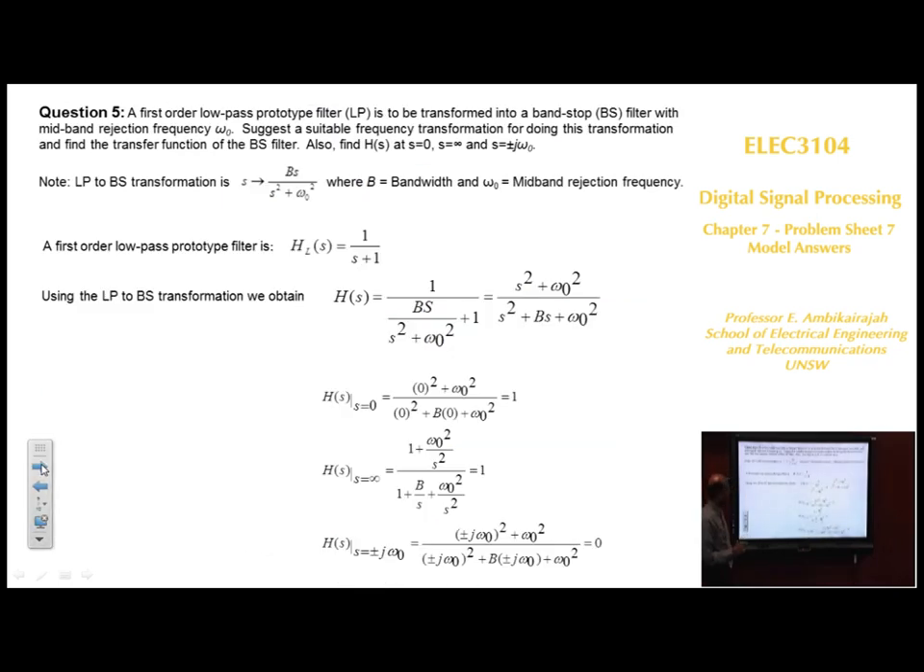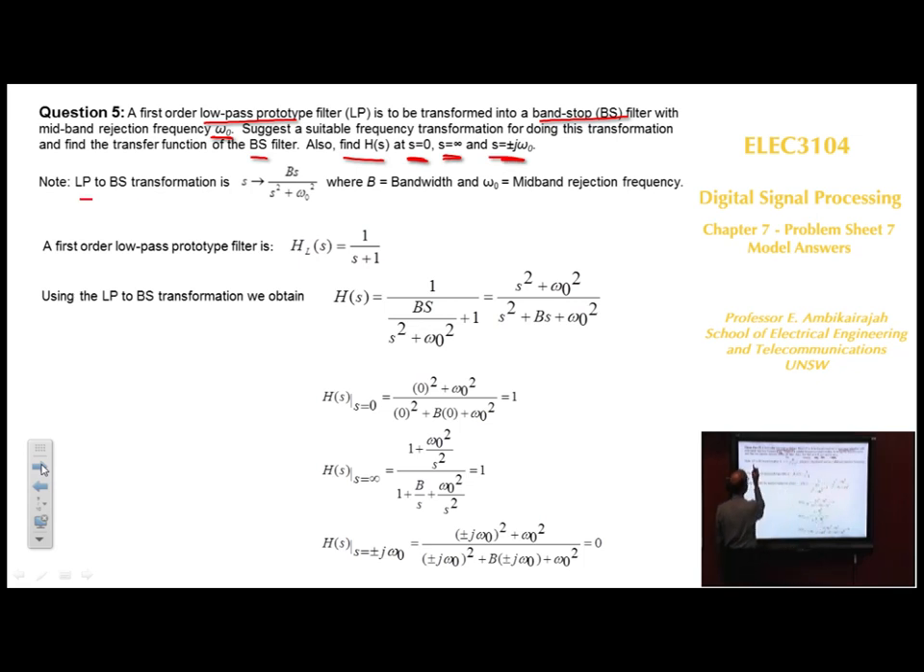Now the last question, I think this one is here: a first order low pass prototype is to be transformed to a band stop filter. So far we did low pass to high pass. Now we are going low pass to band stop. And the mid band rejection frequency is omega naught. You need to do a transformation and find the transfer function of the band stop filter. H(S) at S equals 0, and S equals infinity, you've also been asked to find.